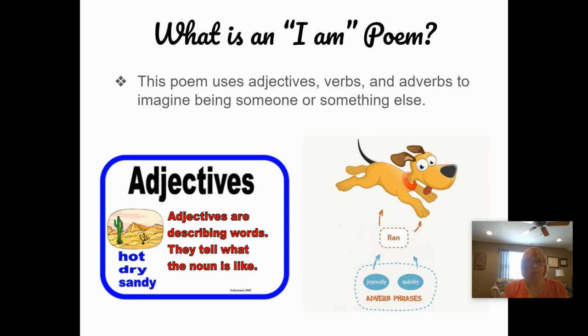They describe the way the action took place. Joyously and quickly describe how the dog ran. If you notice, both of those adverbs also have the letters ly after the word. So he ran quickly, he ran joyously. We will talk more about those the next time I give you more of a lesson on the I am poem, but you'll also be using adverbs.